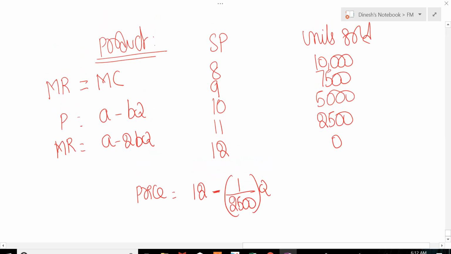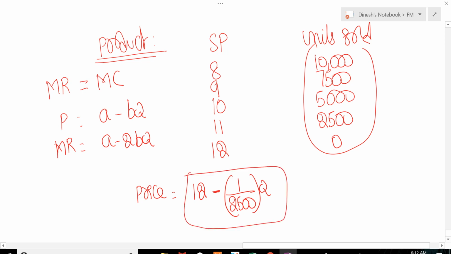Now, these are the units. In this equation, if I substitute 10,000, what will I get? Can you substitute 10,000 in this equation? Q is equal to 10,000. 8, then the equation is right. If you substitute 5,000, then whatever equation we have created is right. 12 minus 1 by 2500 Q. If you do 2500 Q, it will not work out. Minus 2500 Q. It has to be 1 by 2500 Q.